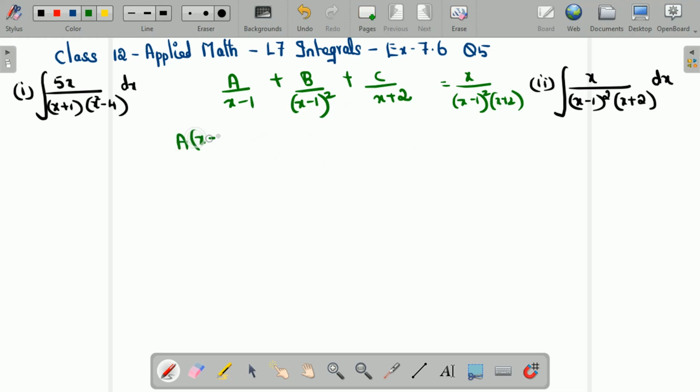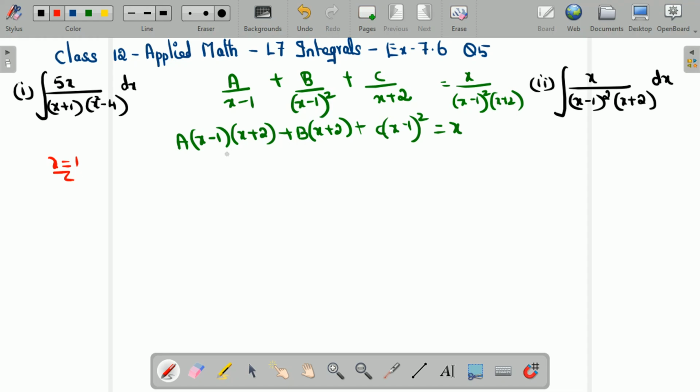So A(x - 1)(x + 2) + B(x + 2) + C(x - 1) the whole square is equal to x. Now you put different values of x. So x is equal to 1.